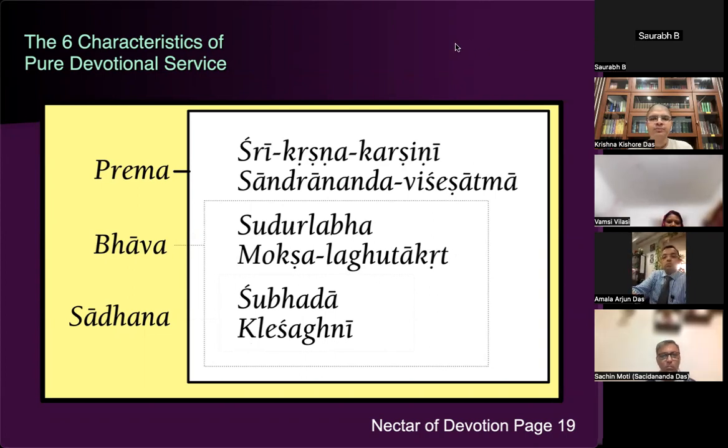Yes, Saurabh Prabhu. Hare Krishna Prabhu, Dharma Prabhu. Prabhu, what is the difference between Bhava Bhakti and Prema Bhakti?